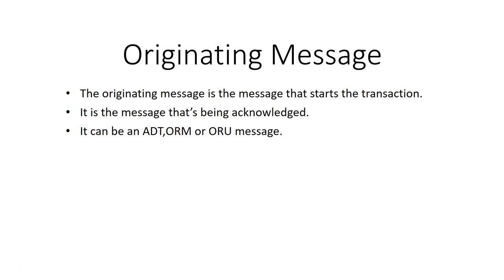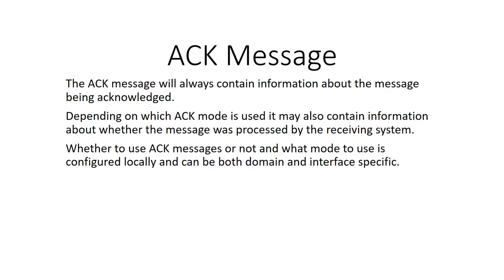The originating message is the message that starts the transaction. It's the message that's being acknowledged, and it can be an ADT, an ORM, or an ORU. Right? So an acknowledgement is saying, hey, we've received this message. So you can't have an ACK of an ACK. You can't have an ACK to an ORR. It has to be an ADT, an ORM, or an ORU message to get an acknowledgement message.